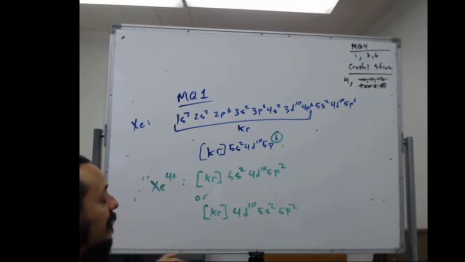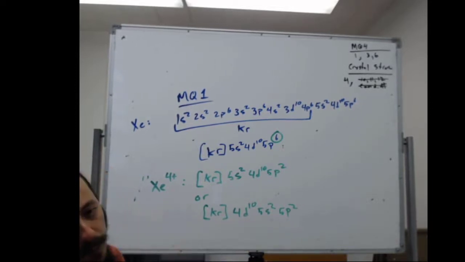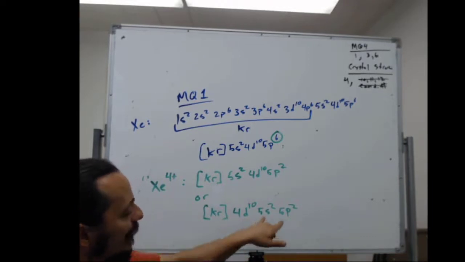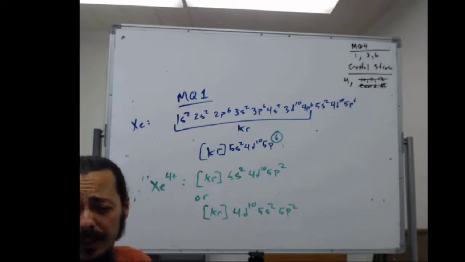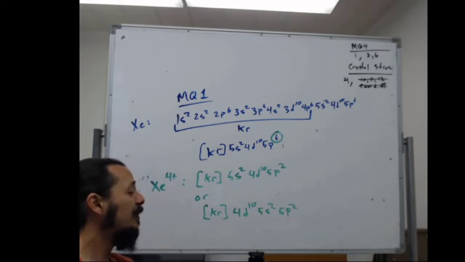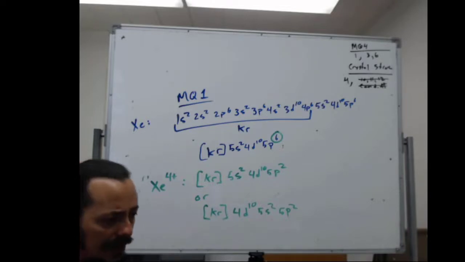And that just has to do with whenever we have a d orbital, we lose the s electrons before we lose d electrons. We have to be careful. There's a lot of exceptions when you're looking at the d orbitals, and we're not going to get too heavily into those exceptions this quarter. But you can see it written either way. That was master question 1.